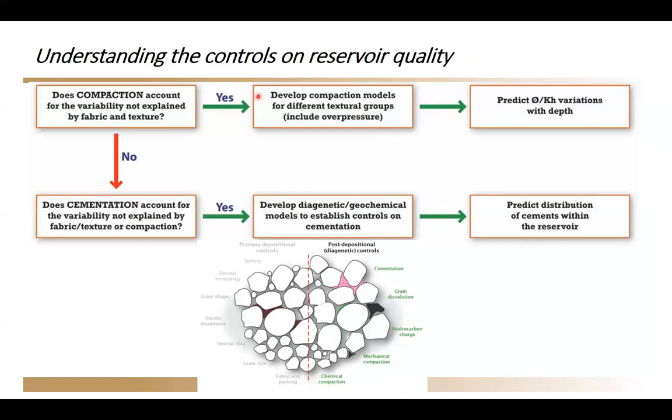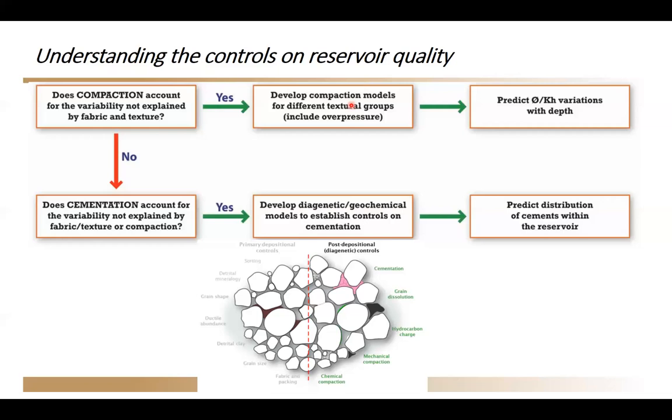But what if the reservoir quality controllers are not depositional factors, but factors or processes that come after the deposition, like compaction and cementation? I ask myself, does compaction explain the reservoir quality variability which is not explained by the texture or the fabric? I will jump to compaction modeling and compaction analysis for each facies, including the burial history modeling. This will lead me to predict reservoir quality variation vertically with depth.